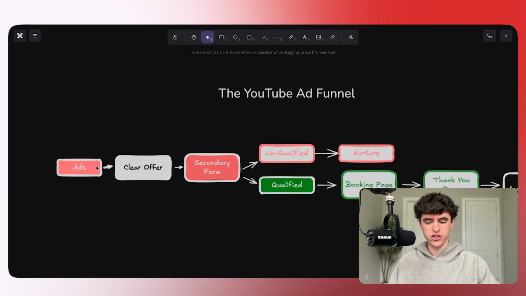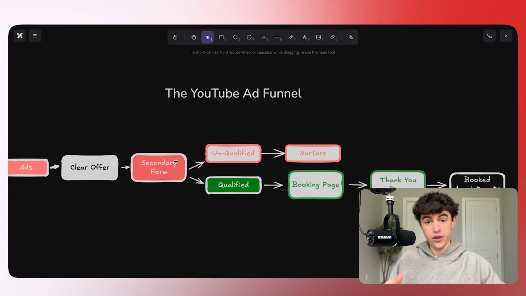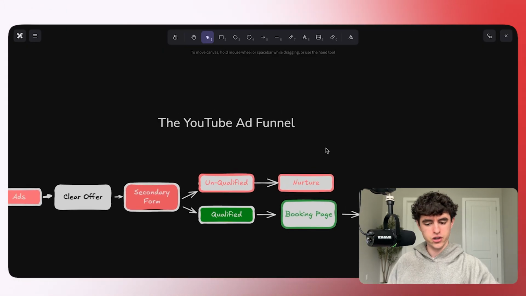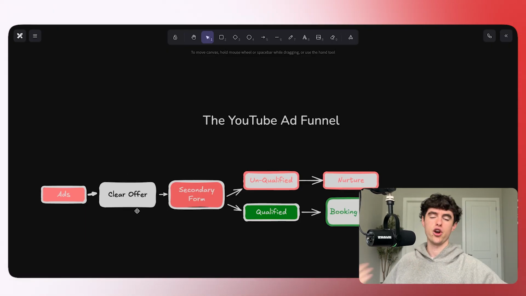Then what you'll do is create ads around that, and have a secondary form, which qualifies leads. If it's qualified, great, you can send them to a booking page where they can directly book a call on your calendar, hit them on a thank you page, and then obviously you have booked appointments. Or if they're not qualified, you end up nurturing the leads on a 30, 60-day cycle. And from there, basically just retarget them, bring them back to either a booking page or showing your offer on your initial landing page, and then basically go from there.